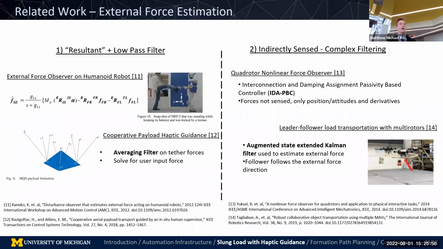For us, we don't want to have to rely on models that may not be accurate. We're assuming that our payloads may change. We're assuming there might be lots of uncertainty. So we're going with the methods on the left, the resultant and low-pass filter.